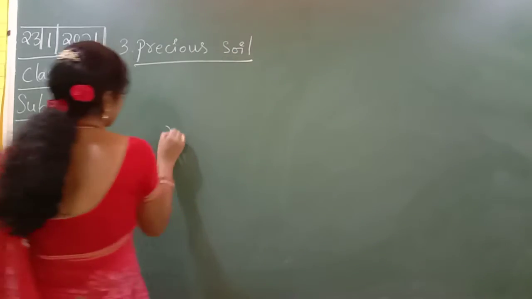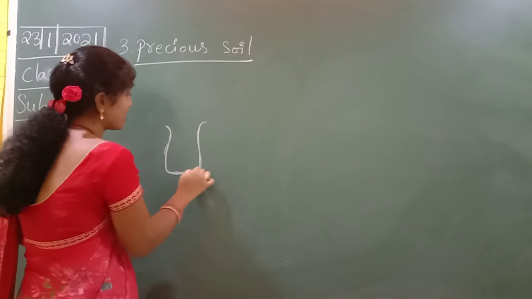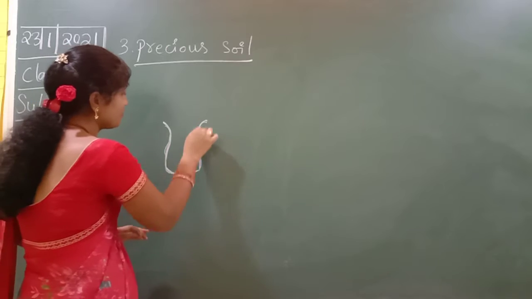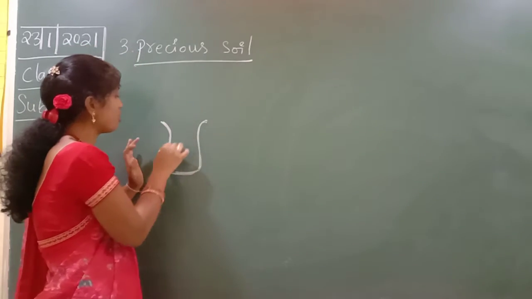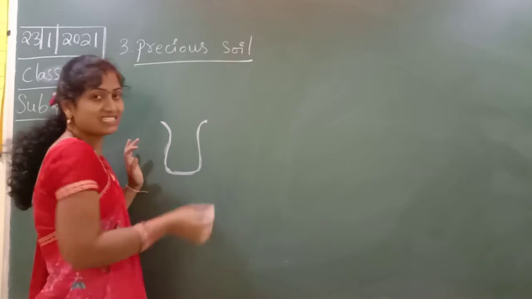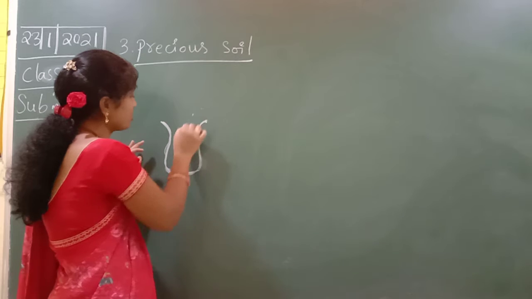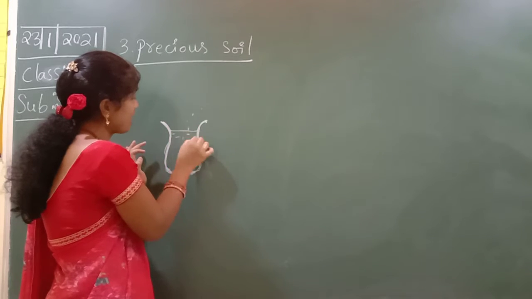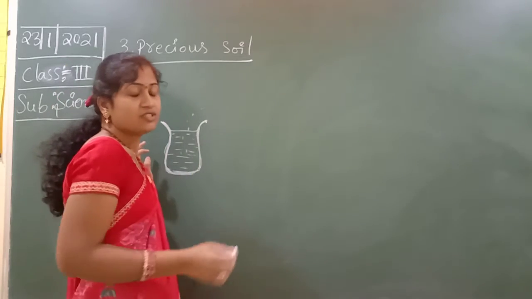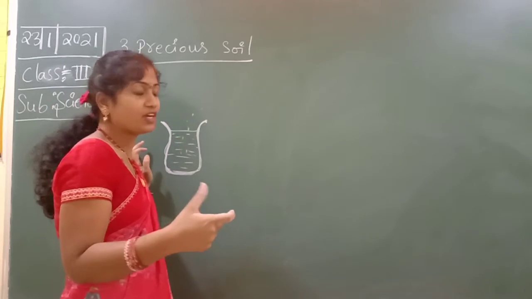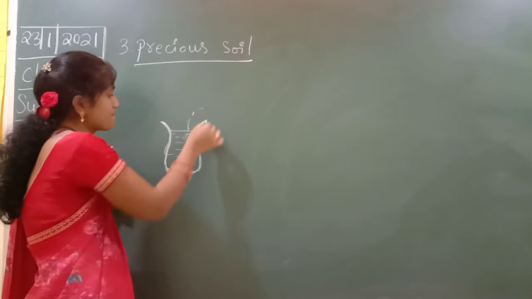You have to take one small glass jar. Why? Because when we are seeing, it is clearly visible to us. That's why we take one small glass jar. Pour sand in that jar, and like that pour the soil. Then take a jar full of water and pour the water onto that soil.